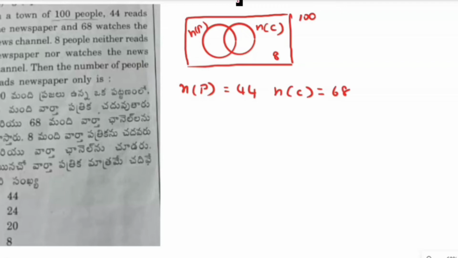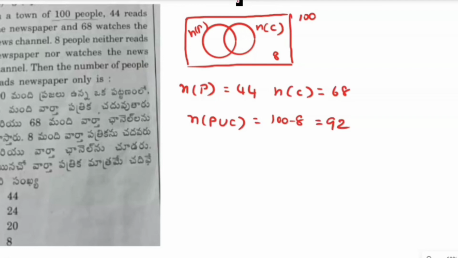So 8 people don't read the newspaper or watch the TV. So let us remove these 8 people from 100. That gives you the number of people who watch TV as well as read the newspaper, nothing but 100 minus 8, that is 92 people. So both newspaper readers and news channel watchers are 92.